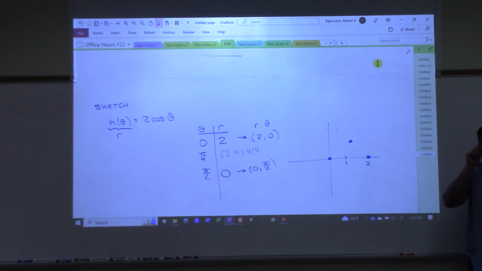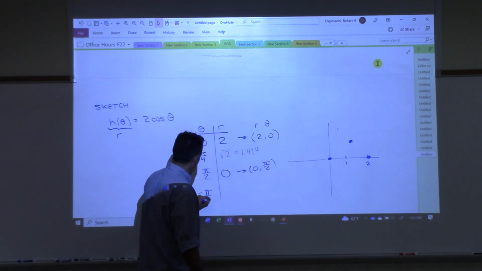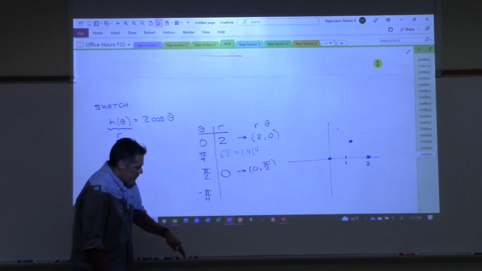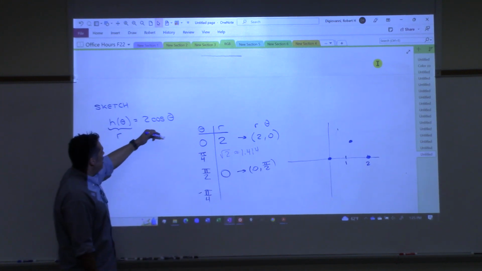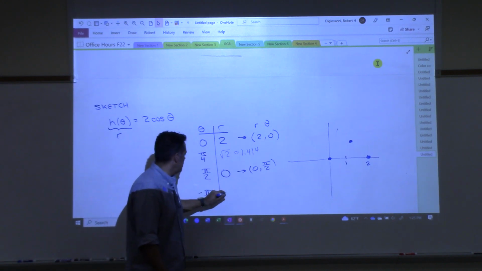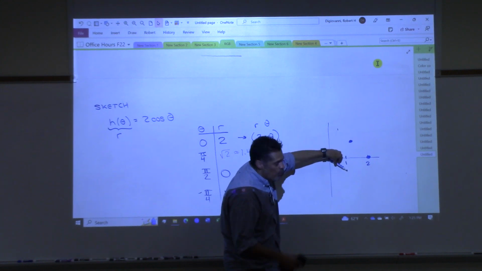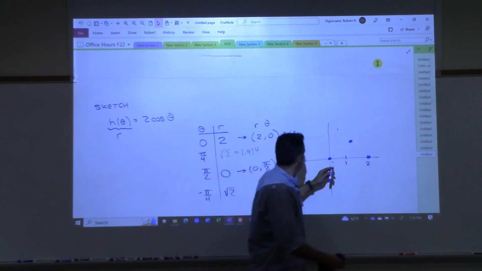We have to keep doing this to get more points to see what this actually draws. So let me see, how about a negative angle? There's nothing wrong with aiming at a negative angle. How about negative pi over 4? So aim down 45 degrees. What does that change? Cosine of negative pi over 4 is the same answer, right? So you still get the square root of 2. So if I aim this far, there, I walk out square root of 2. So I'm right here.